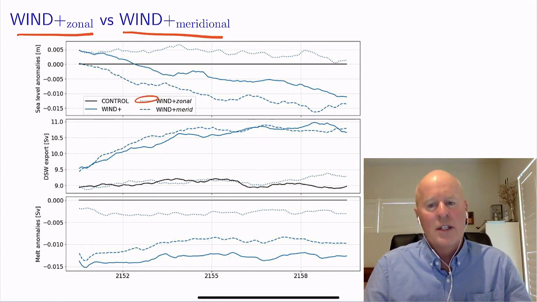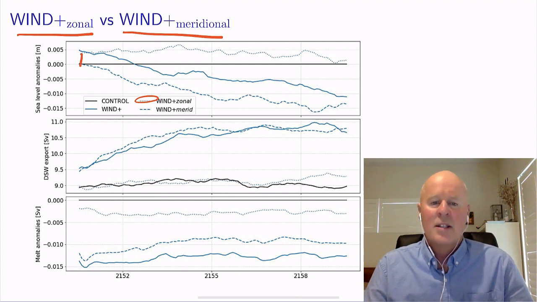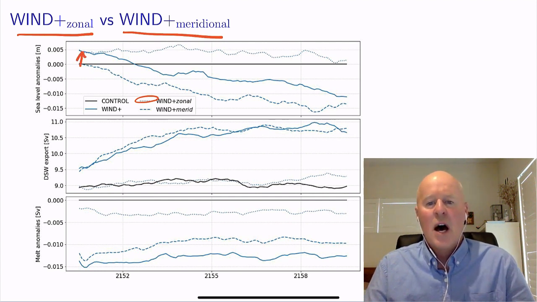And when we do this, the wind experiment with zonal winds only, shown here by the dotted blue line, you can see that the Ekman transport acts to increase sea level on the shelf, but there's no change in dense shelf water formation and only a small change in the net sea ice melt.